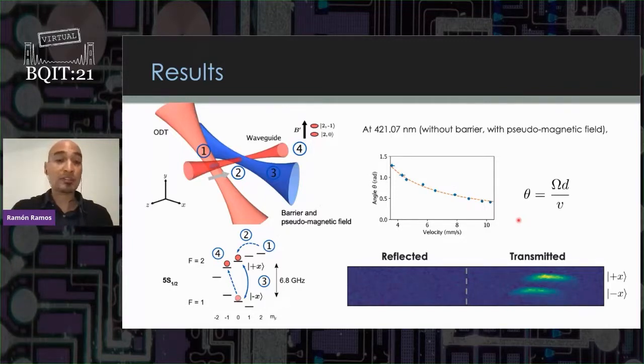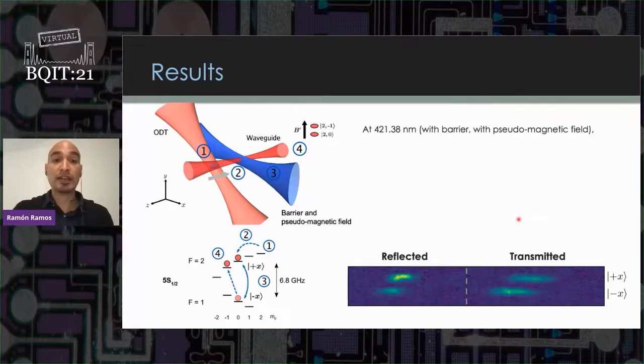Now we can move to the case where there is a barrier present, and inside this barrier we have also the pseudomagnetic field. So in that case, we're going to get pictures that look like this. Some of the atoms are transmitted, some of the atoms are reflected, and because of the pseudomagnetic field, some of the atoms will couple from the +X state to the -X state. So what we want to do now is to vary the incident energy of the atoms and see what is the duration of the tunneling process.